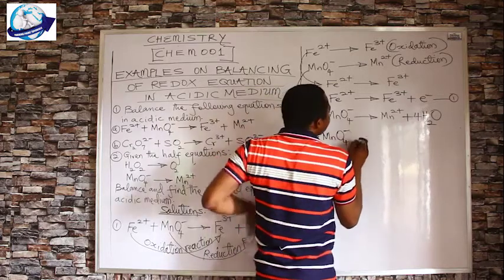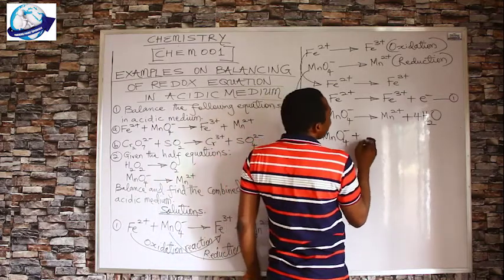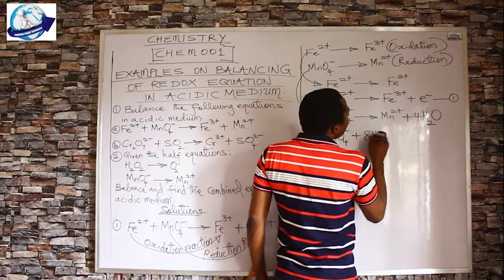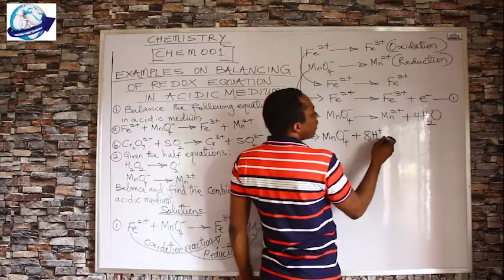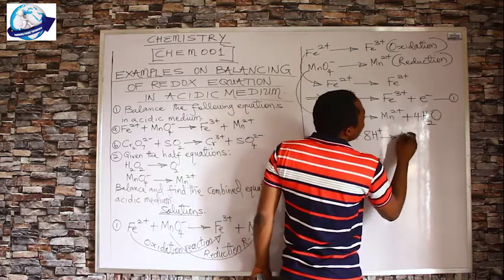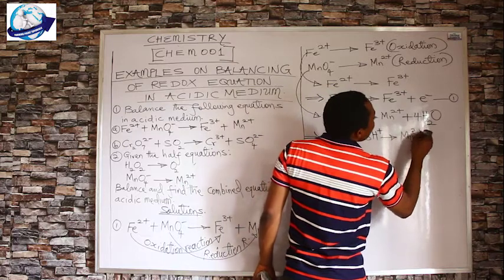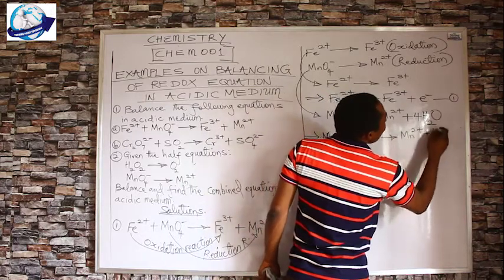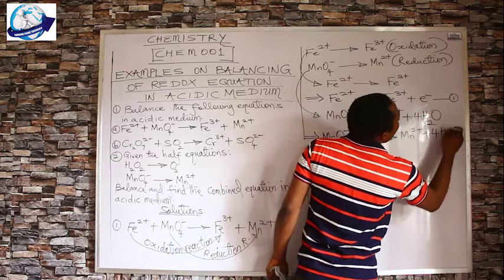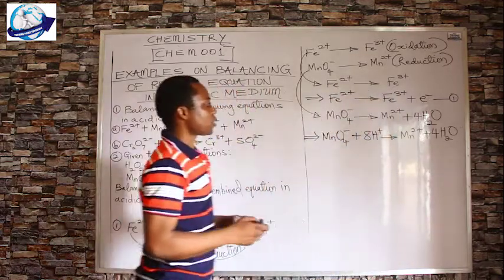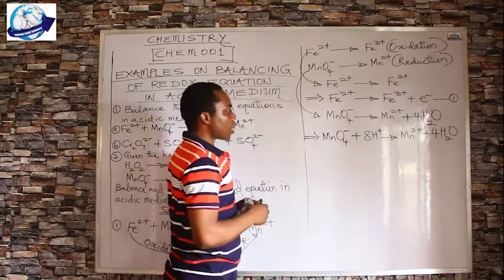MnO4 minus plus 8H plus ion, hydrogen ion, yields Mn2 plus 4H2O. Now we have this. This is not, well, then we are not yet through.